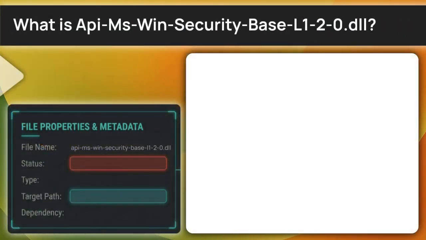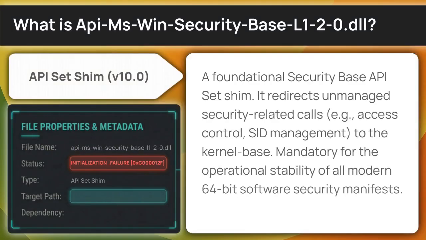This is the Security-Base API, a foundational Security-Base API Set Shim. It redirects unmanaged security-related calls, e.g., access control, SID management, to the kernel base, mandatory for the operational stability of all modern 64-bit software security manifests.